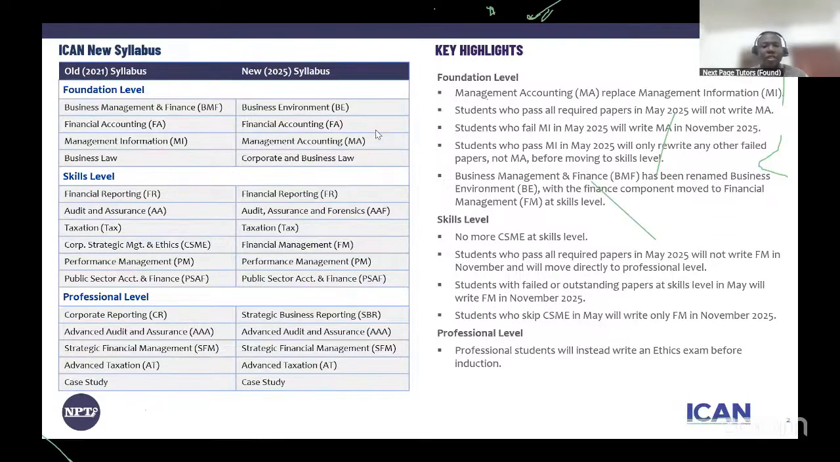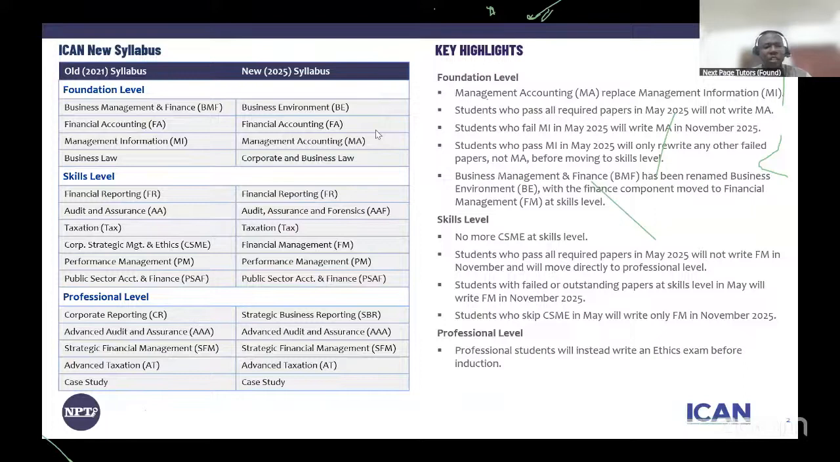Then at professional level, and some other addition to the skills is that audit and assurance was changed to audit, assurance, and forensic. I love that part because that's my core specialty. So forensics is now part of audit and assurance. They want you to be aware of how you can be more conscious in terms of fraud related transactions.